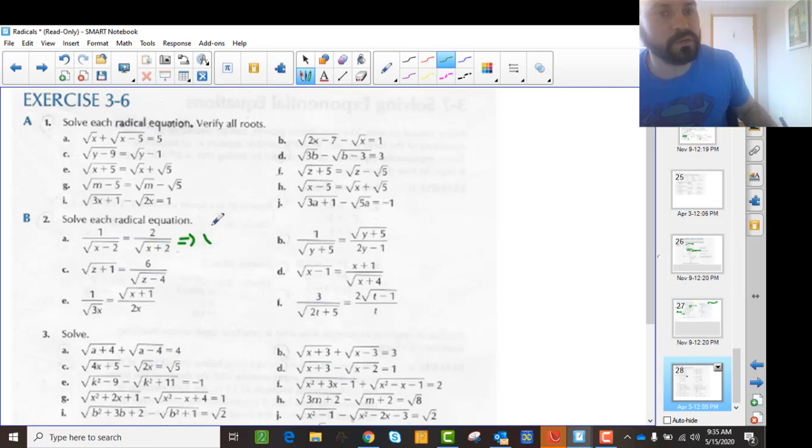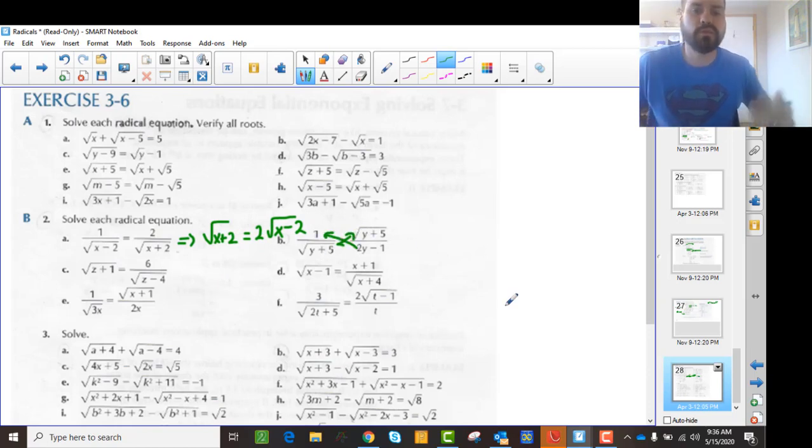So what I'm saying is you'd have the square root of x plus 2 is equal to 2 times the square root of x minus 2. Okay, and then you would solve it using your equation. Again, same thing here. You'd multiply that and that up. So that's how you deal with those.